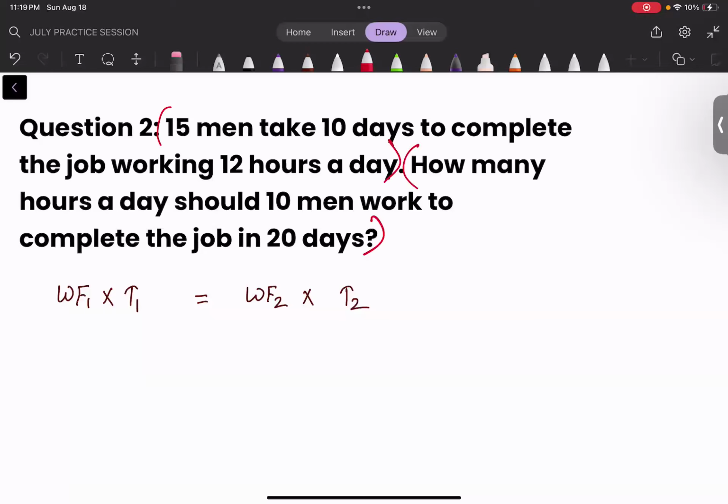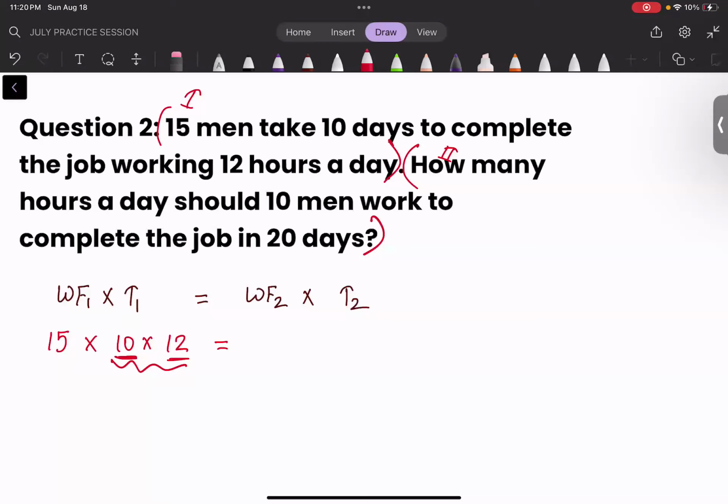So the first situation is this, and the second situation is this. Two situations are there. In the first situation, there are 15 men. The time they are taking is 10 days and 12 hours per day. The time has two aspects, 10 and 12. Number of days 10, working hours per day 12. Both you will have to write because both are given.